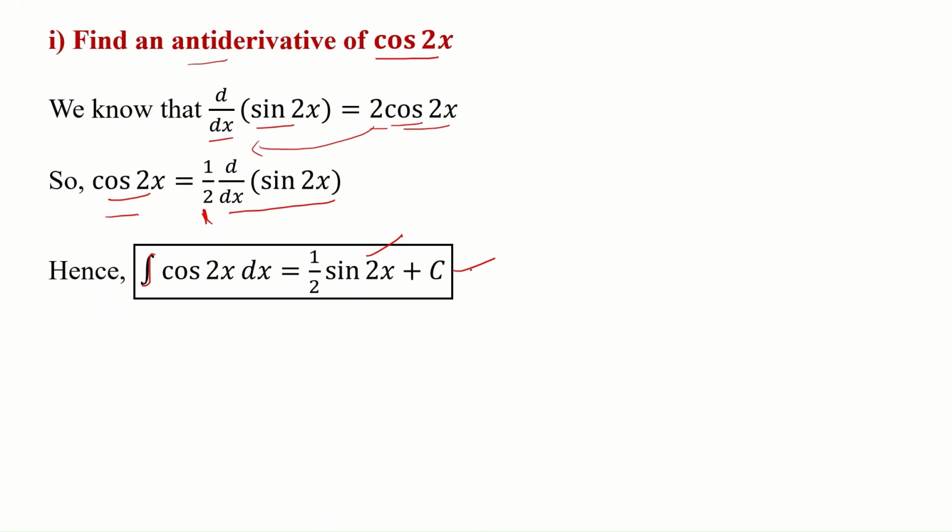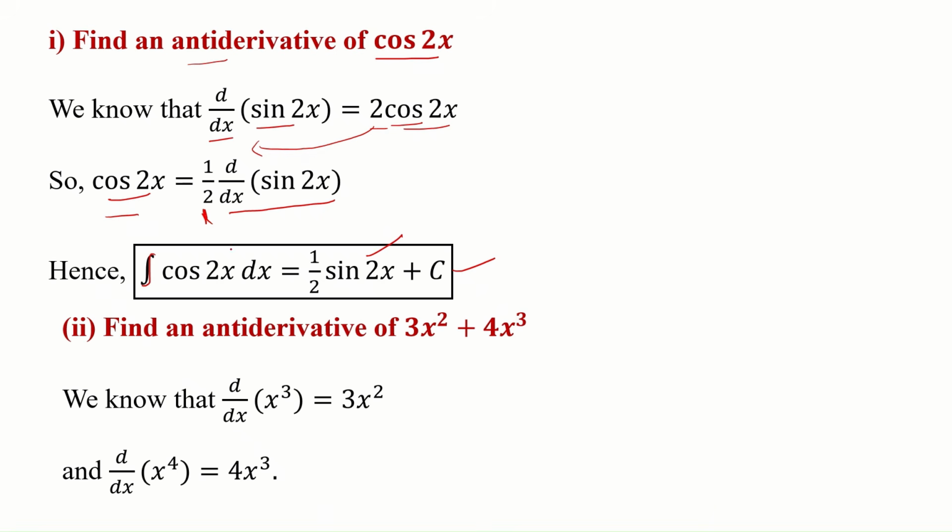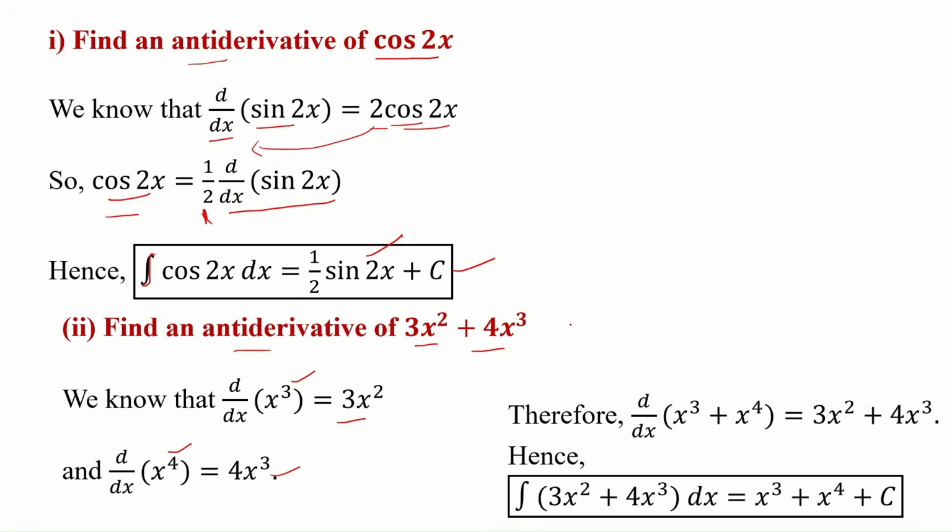Okay, same way, second example, find the antiderivative of 3x square plus 4x cube. We know that differentiation of x cube is 3x square. Same way, differentiation of x power 4 is 4x cube. Then differentiation of x cube plus x power 4 is 3x square plus 4x cube. Same way, if we integrate this, integration of 3x square plus 4x cube dx is x power 3 plus x power 4 plus c, arbitrary constant.